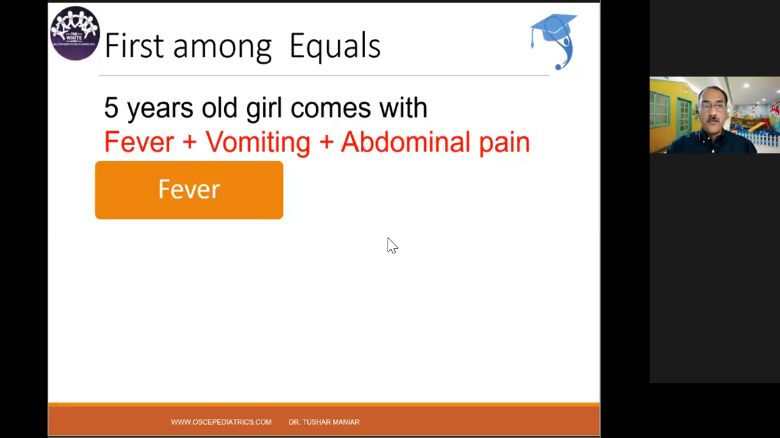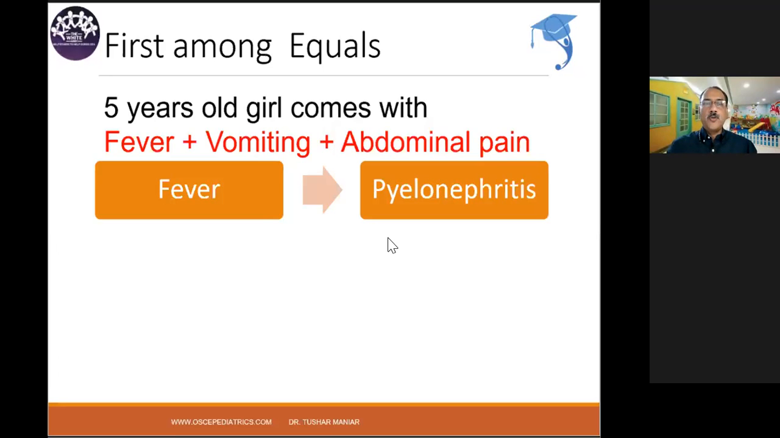Now, how do we say which is more important? Now, when I say fever came first, I am trying to say that vomiting and abdominal pain came subsequently. Then I would think of pyelonephritis before I think of hepatitis. Because if it is hepatitis, which symptom would come first out of these three?